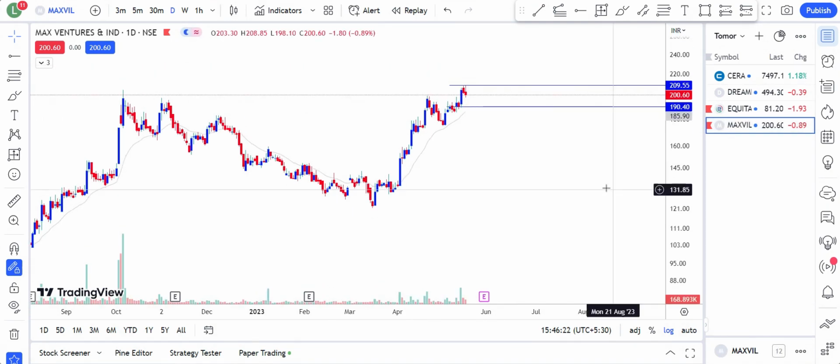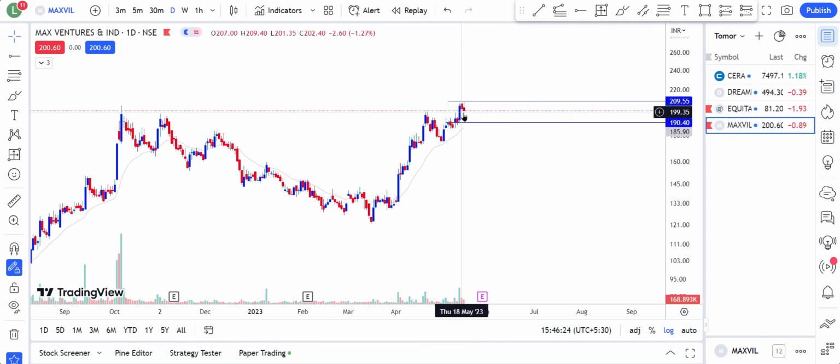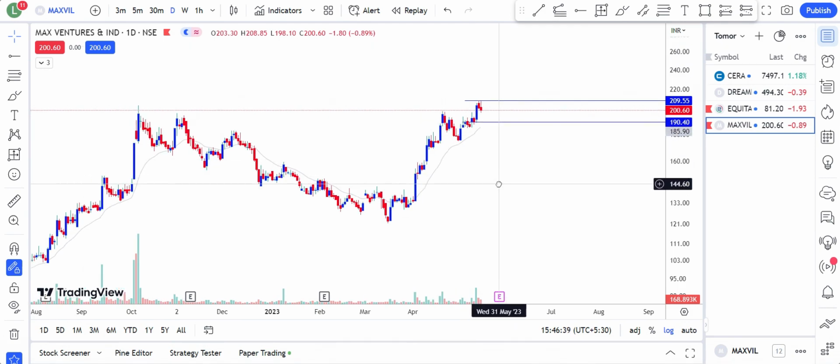Max Ventures, I don't think it had triggered yet. Buy will only be above 210. So this is again a retracement to the 20 MA, an upthrust, and again there can be a retracement to the 20 MA, and it will be going up again. So let's see how it plays out.